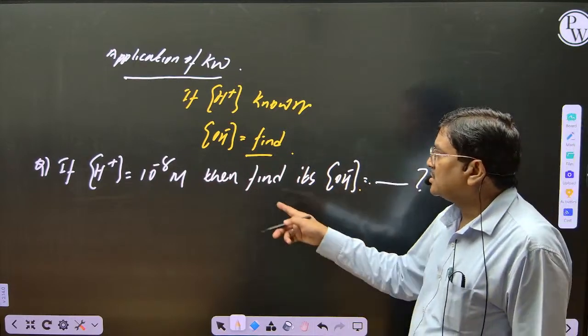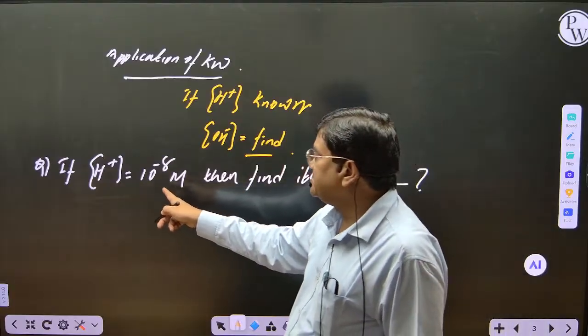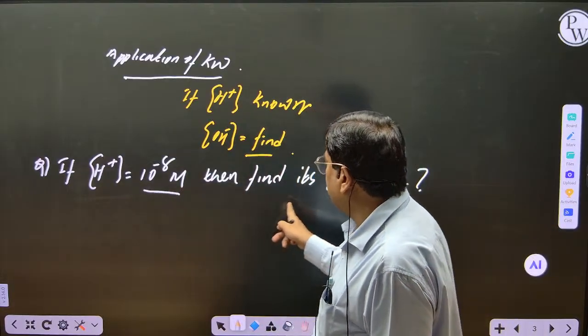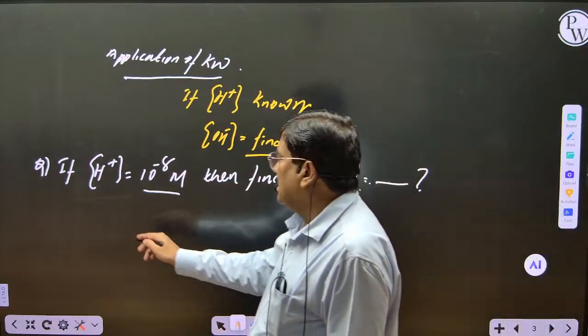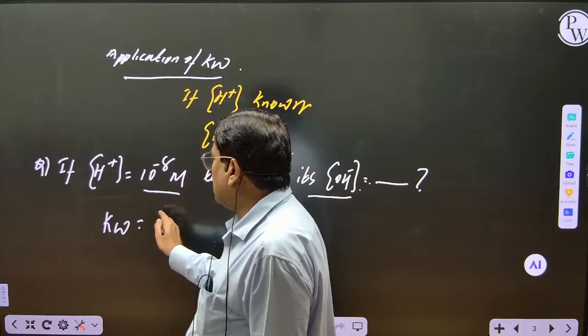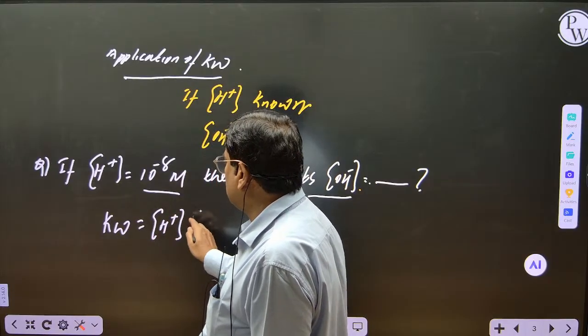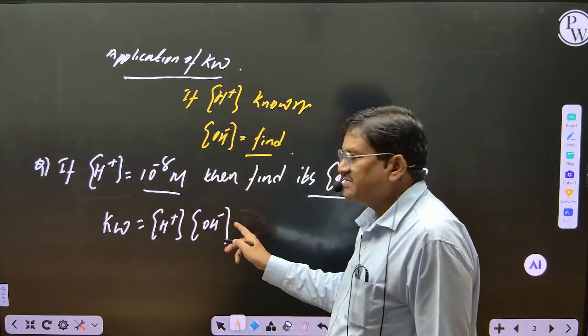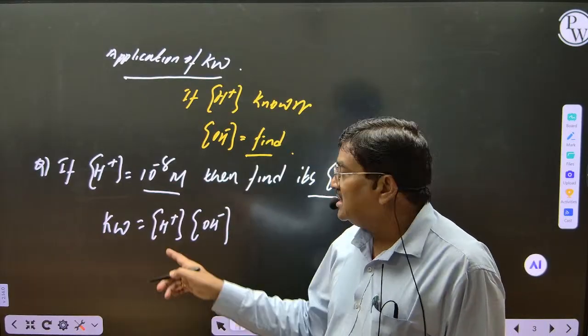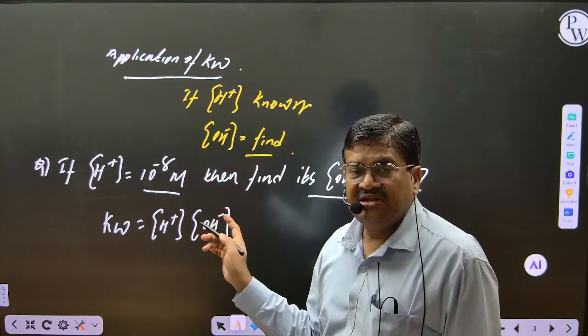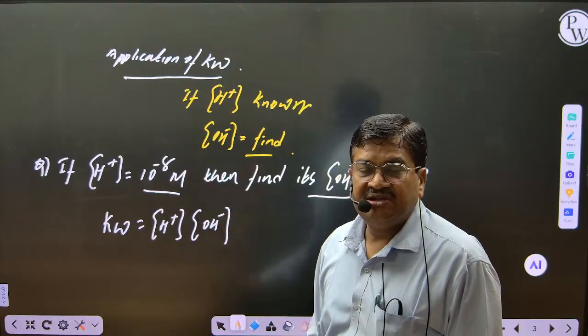See the question: the concentration of H plus ion is given, and we have to find the concentration of OH minus. So what is the relation? Kw is equal to the product of what? H plus ion concentration into OH minus ion concentration. When they don't mention temperature, you go by 25 degrees Celsius. Here he has not mentioned temperature, so assume that it is at 25.